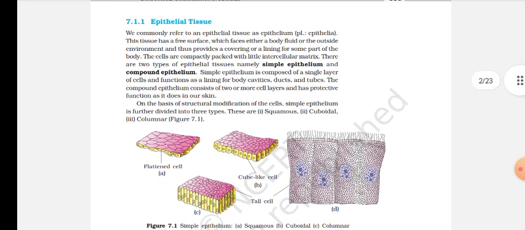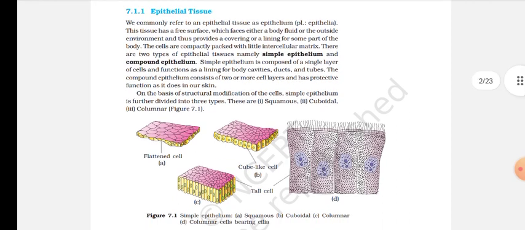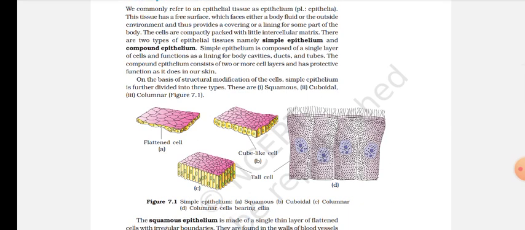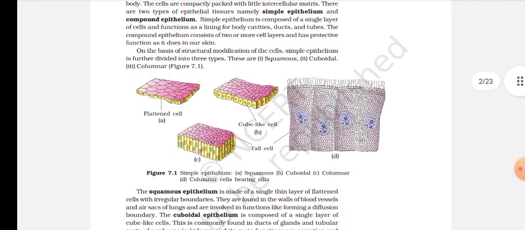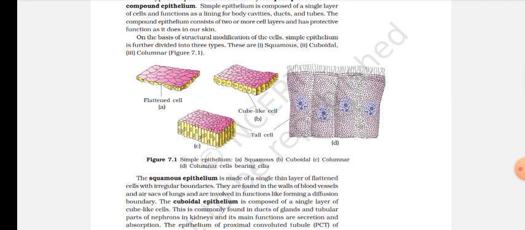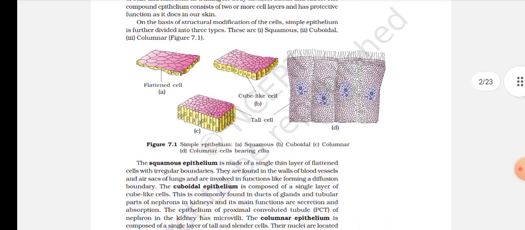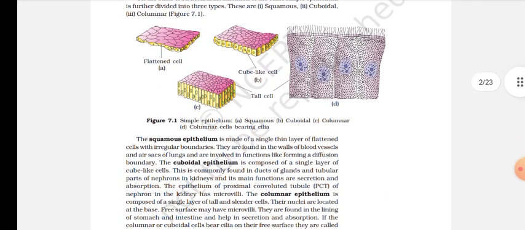There are 2 types of epithelial tissues, namely simple epithelium and compound epithelium. Simple epithelium is composed of a single layer of cells and functions as a lining for body cavities, ducts, and tubes. The compound epithelium consists of 2 or more cell layers and has protective function as it does in our skin. On the basis of structural modification of the cell, simple epithelium is further divided into 3 types. These are: first, squamous; second, cuboidal; third, columnar.